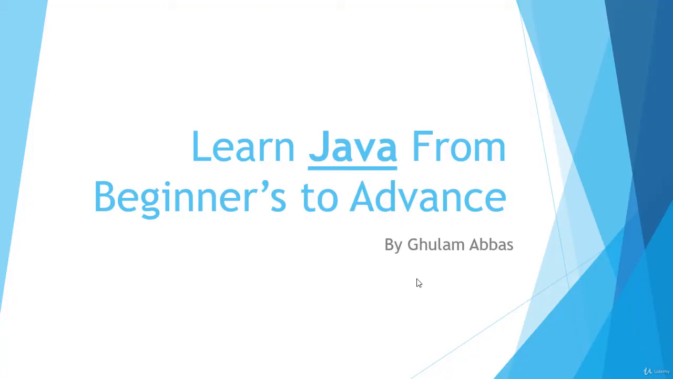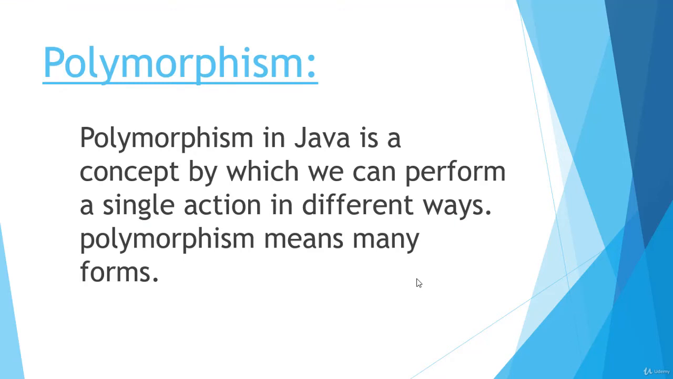Hello and welcome back to this course. Today in this video we are going to learn about polymorphism. Polymorphism in Java is a concept by which we can perform a single action in different ways. Polymorphism means many forms.